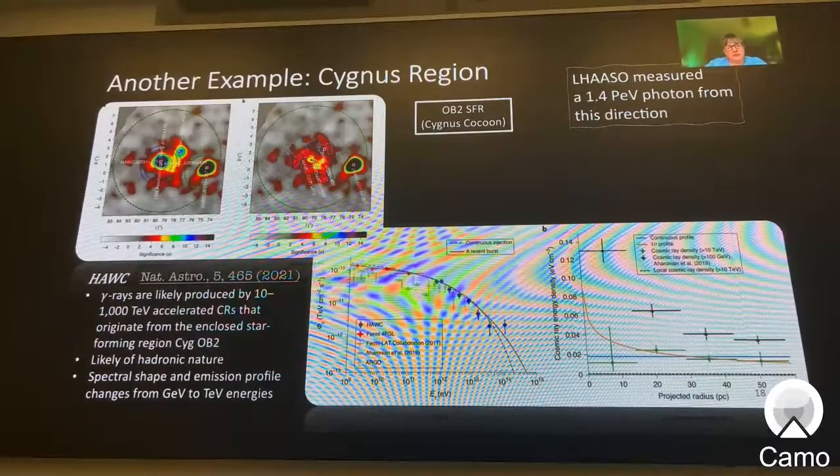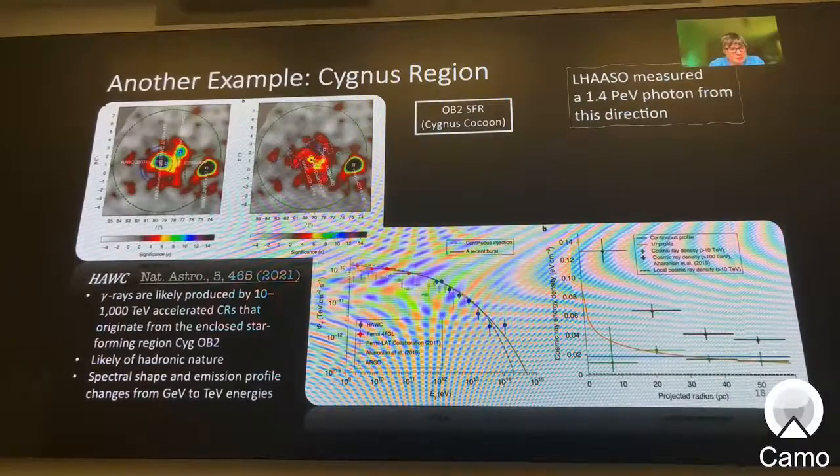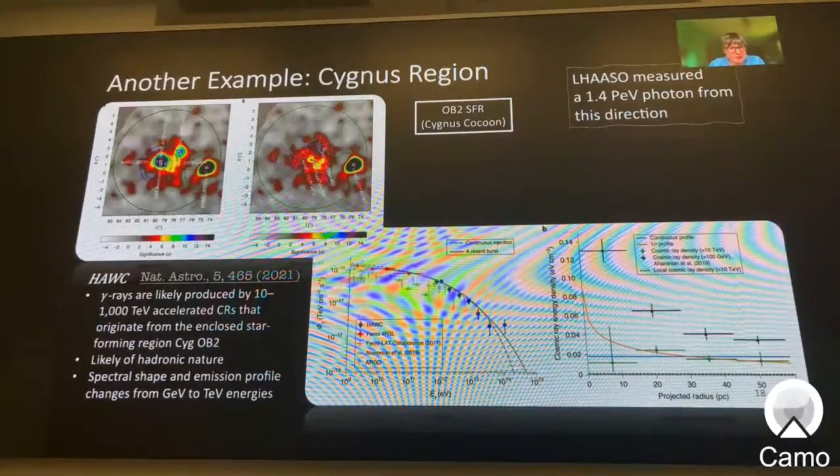The experiment has measured gamma ray emission from this region in 2021, which was reported to be between 10 and 1,000 TeV, produced by up to PeV cosmic rays. And to the right here, you see the electromagnetic spectral energy distribution and the extent.